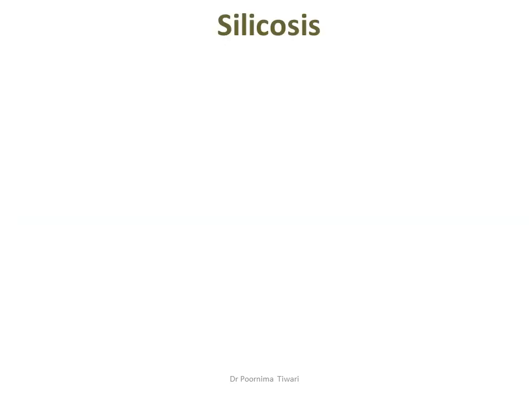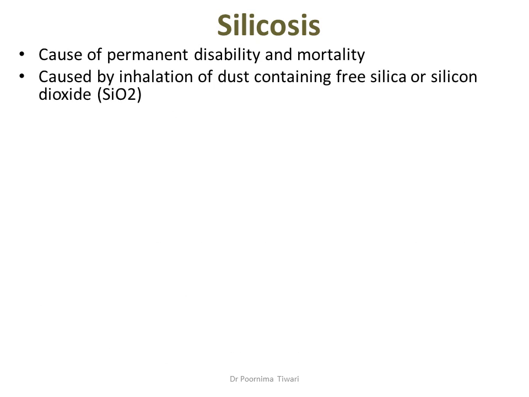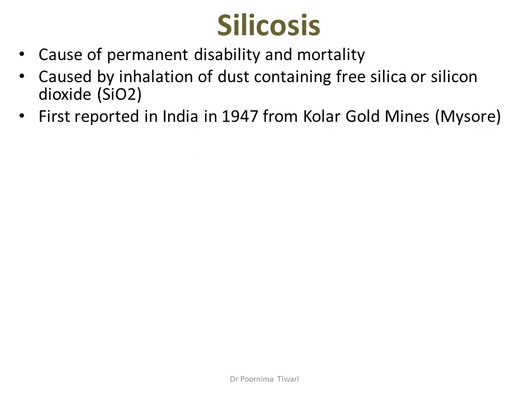Next, silicosis. Silicosis can cause permanent disability due to lung function compromise and increased mortality. The cause for silicosis is inhalation of dust which contains either free silica or silicon dioxide. Silicosis was first reported in India from the Kolar gold mines. Silica exposure occurs in the following types of industries.